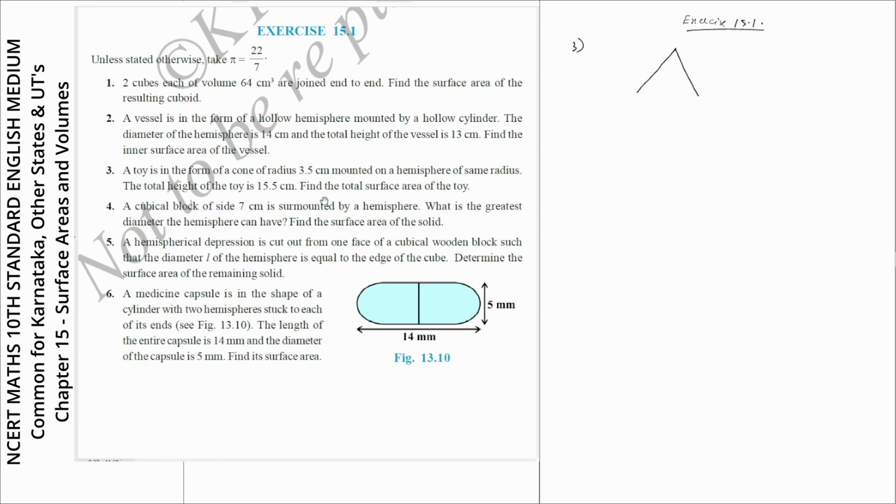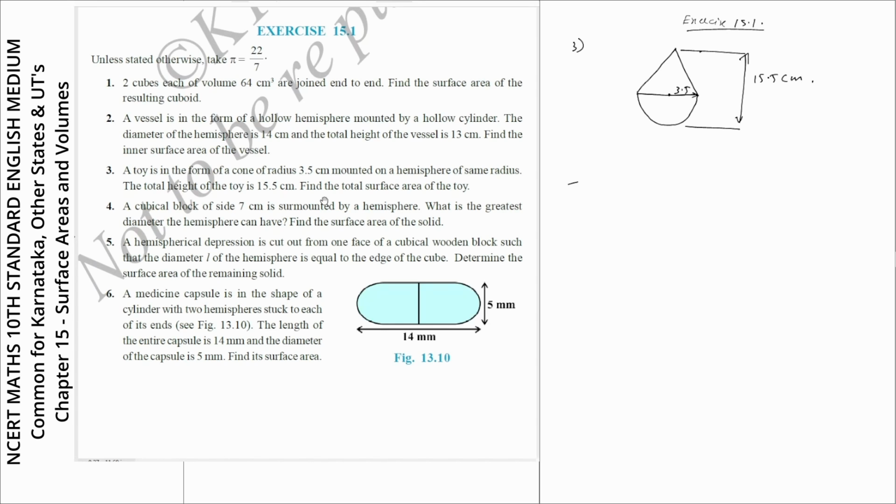and it is made up of a cone and a hemisphere, and the radius of the cone is 3.5, that is from this point it is 3.5, from here till here it is 3.5, is mounted on a hemisphere of same radius. Radius of hemisphere also is same, and total height of the toy, this height, is 15.5 centimeter. Now find the total surface area of the toy.